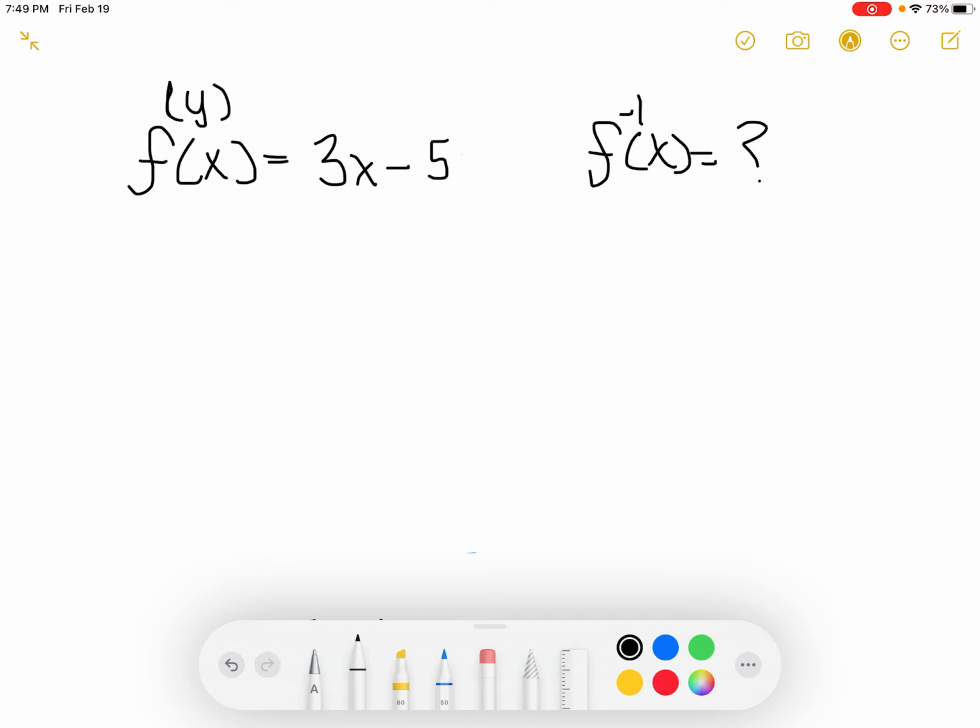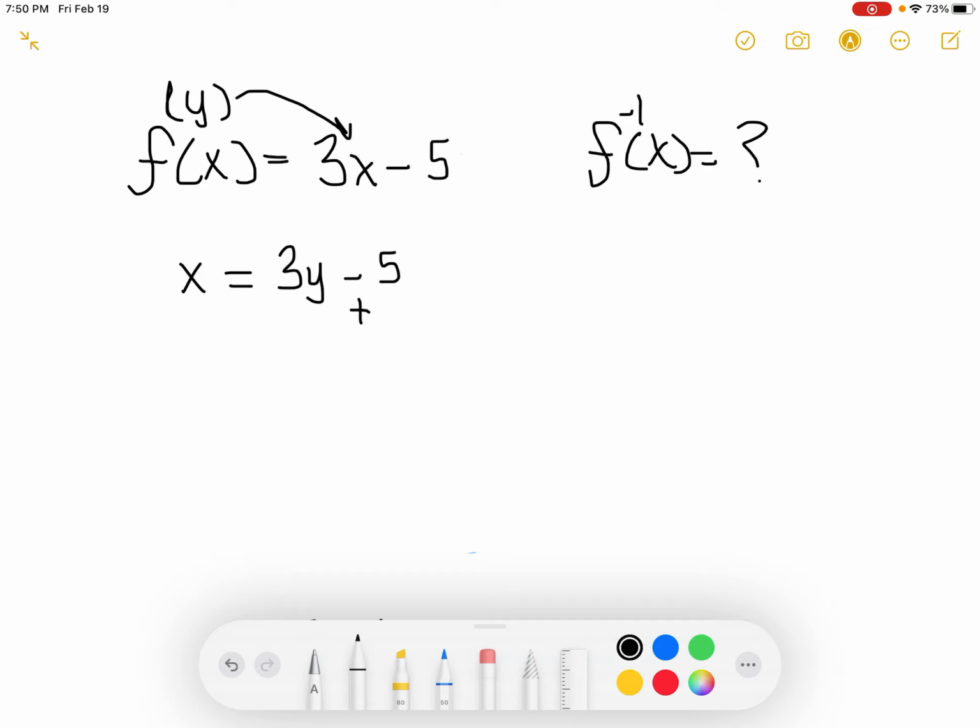But we know that we have to switch y into x to do that. So we switch the y into x. So we have x equals 3y minus 5, because we switched the y and the x. Now you're supposed to solve for y to figure out what this is.